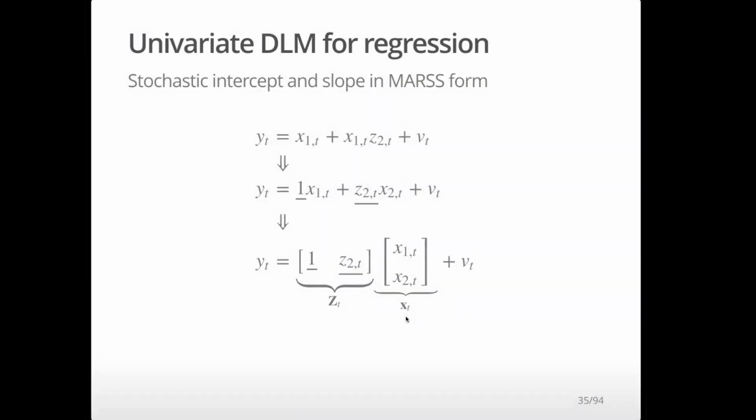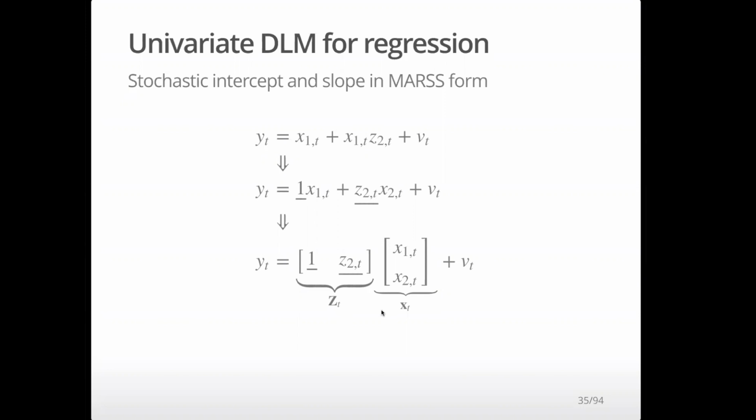And in MARSS form, we would have, this is a typo, that should be x2. So we'd have x1 plus x2 times z2. We have a 1 here, z here, pull those out, and we call this z. Then we pull our x1 and our x2 out, stick those here, and we call this vector x. So this is the same model, just rewritten in our standard MARSS form.